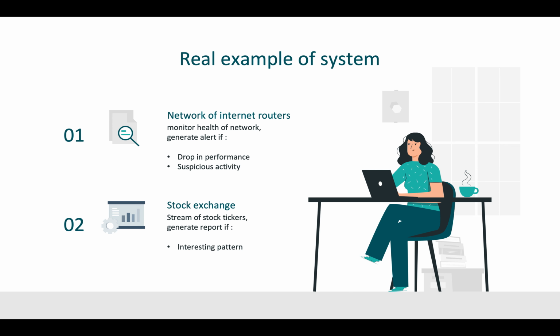For the real examples that are used in applications, the first example is a network of internet routers. In this application, we will monitor the health of the network and we will be able to generate an alert if there is any significant drop in performance and also any suspicious activity. Next is the stock exchange. Here we can stream stock tickers and generate a report if there is any interesting pattern that we have set.